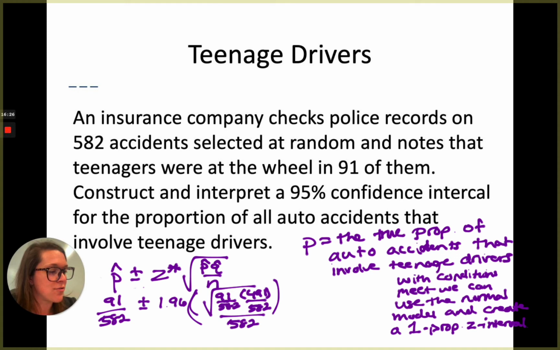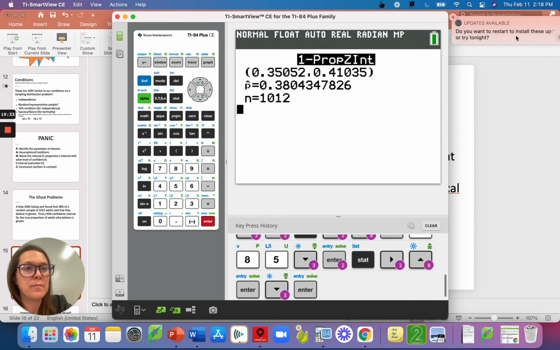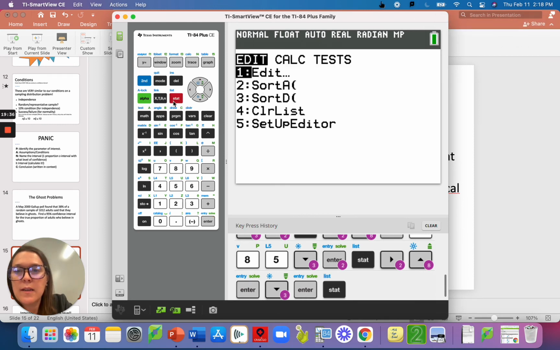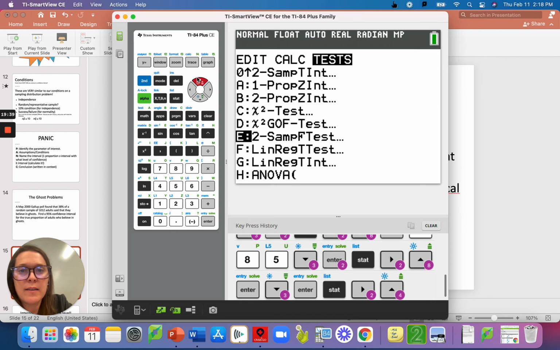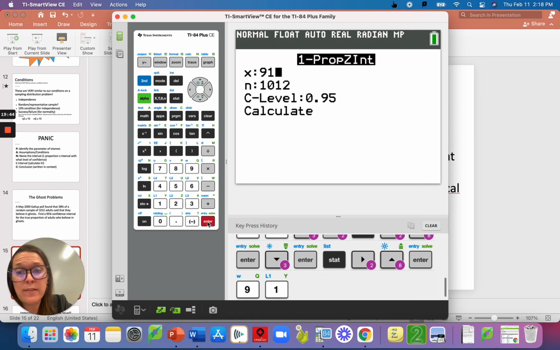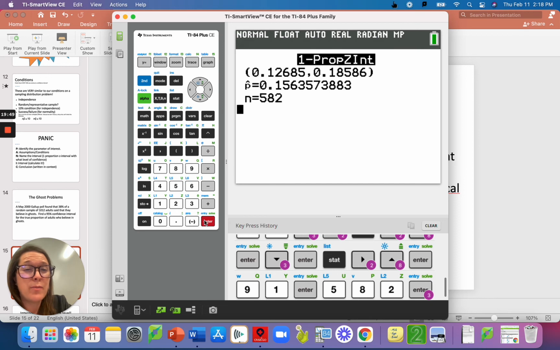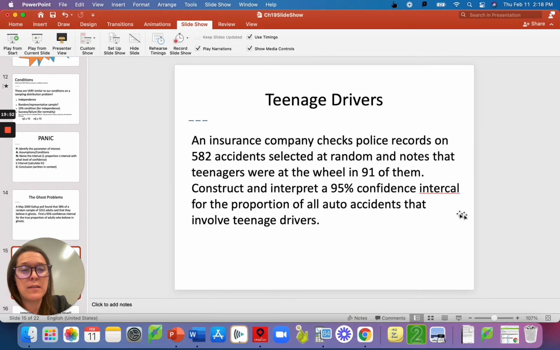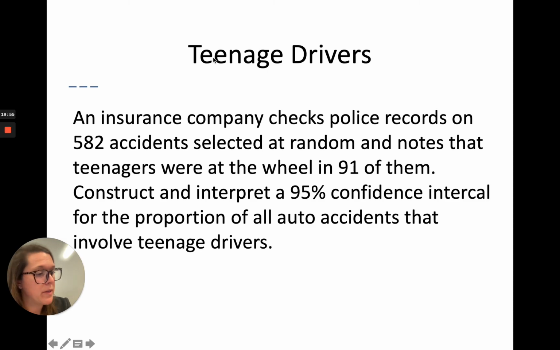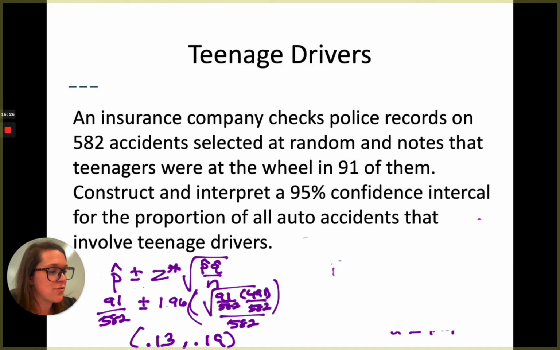So now when I go to my calculator, I'm going to type in, oh, no, don't restart. Stat, Tests, A, 1 proportion Z interval. So we were at 91 out of 582. So here we didn't have to do the math. It's going to do it for us. So 0.13 and 0.19. Got to remember that. 0.13, 0.19. So then we've got to write that conclusion.